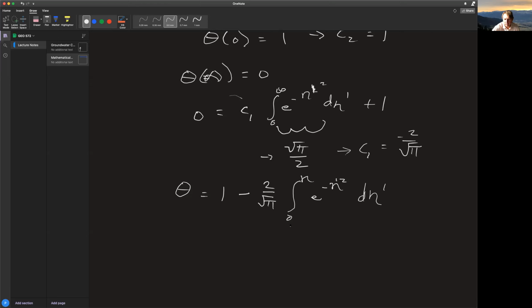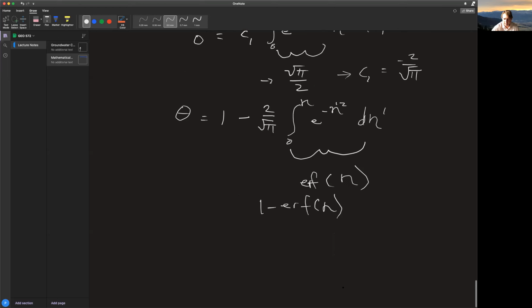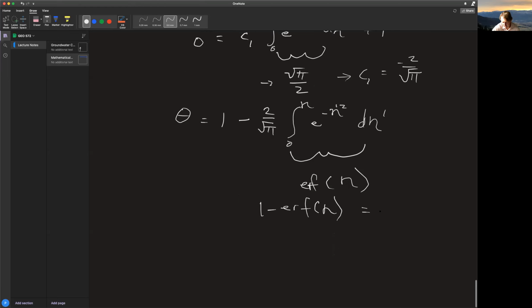And this is a special integral. It's called the error function, ERF of eta. And it turns out that 1 minus the error function of eta we call the complementary error function, and we write that as ERFC of eta. This is a well-known integral, pops up a lot. And so we get our final solution.